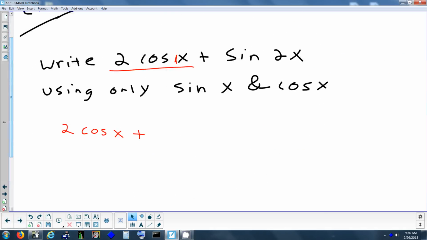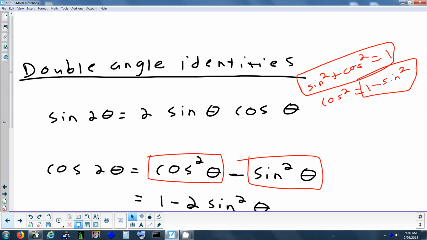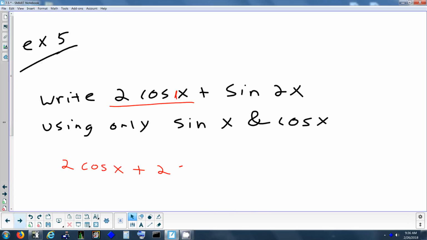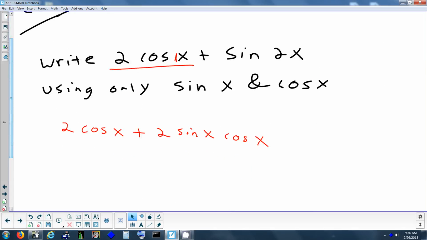We have a number in front of the x, sine 2x. I'm going to look up my formula, and I'm going to write it as 2 sine x cosine x. And technically I'm done. I've rewritten it so the problem only has sines and cosines now. There's no 2's in front of the x's.